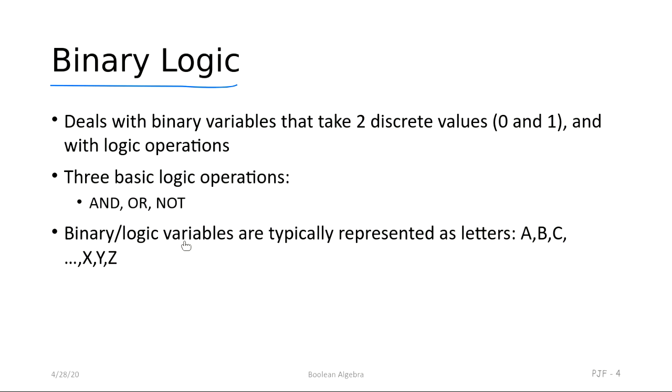Binary logic variables are typically represented as letters A, B, C, or X, Y, Z. When we talk about variables, as you know, in algebra you express the variable with X. You might have solved so many questions in algebra, find the value of X or find the value of any other variable. So here we represent the variables using A, B, C or X, Y, Z, same as in algebra.